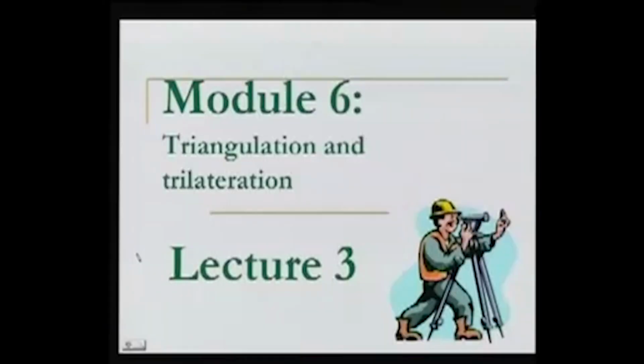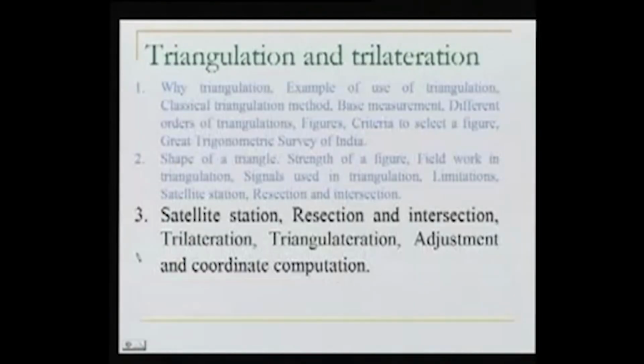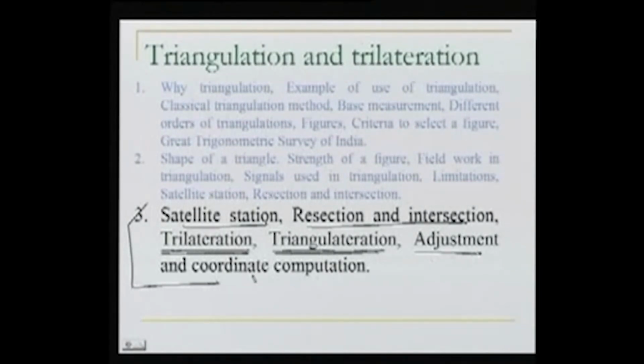Okay, welcome to this another lecture on basic surveying. Today we are talking about module 6 and we are in lecture number 3. In lecture number 3 we will be talking about the satellite station, resection and intersection. Then we will go to another method of establishing the control, that is trilateration. We will go for one more method, that is called triangulateration. Finally, we will see something on adjustment and coordinate computation.